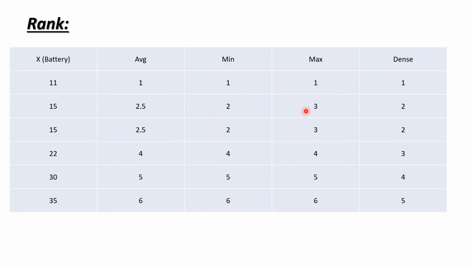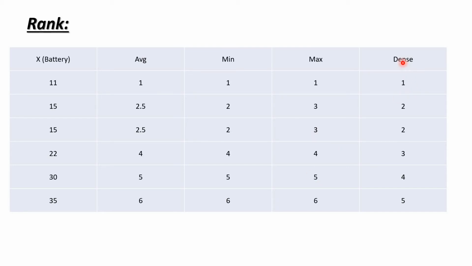In maximum, you can see here that in the common point, that is 15 and 15, we have put the 3, because 3 is the larger number. You can see 1 we have given to 11, 2 we have given to 15, 15 again we have given the 3 number. But which one is the maximum? That is 3, that's why we put 3. Then according to 4, 5 and 6, right?